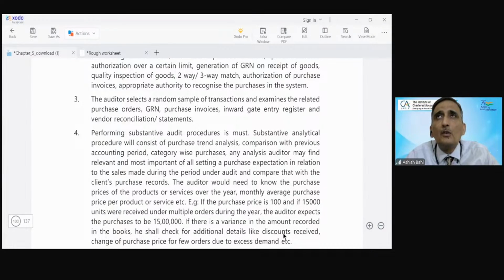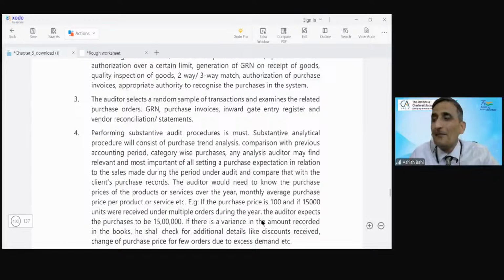Like most of you by now know what substantive analytical procedures are. But if you do not remember, after 5-7 days, you won't be able to write even 3 or 4 substantive analytical procedures. You try this unless you remember.